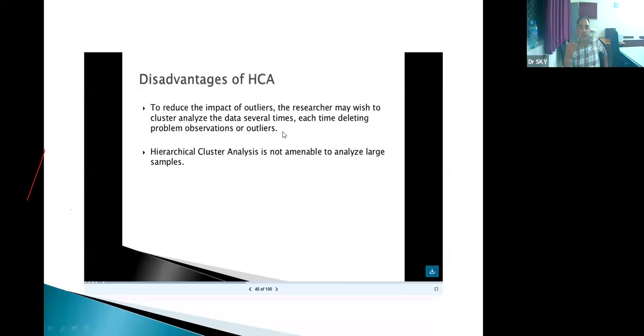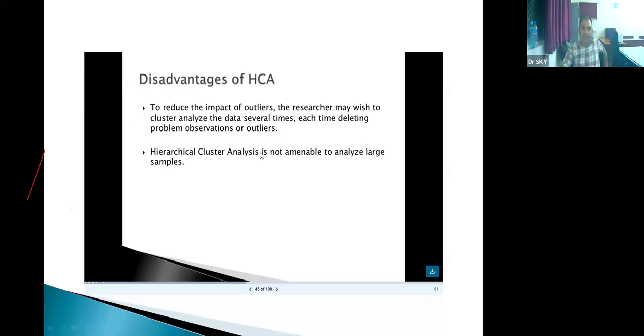It is advised that if an outlier is not of importance, then we should remove it from the analysis. And if you have removed it, then you have to repeat the hierarchical cluster analysis for the rest of the observations, to see what change will happen.